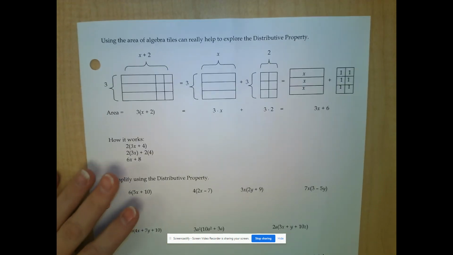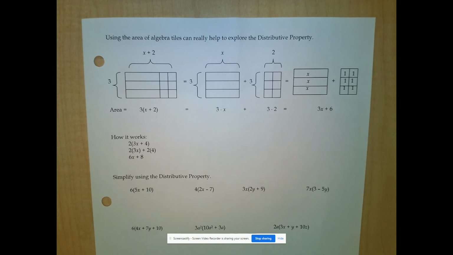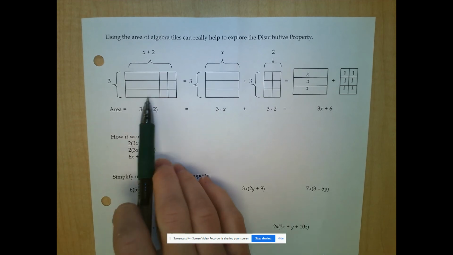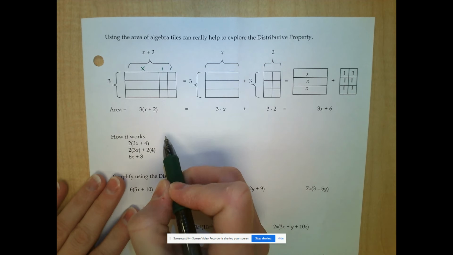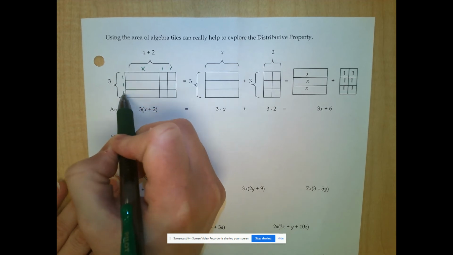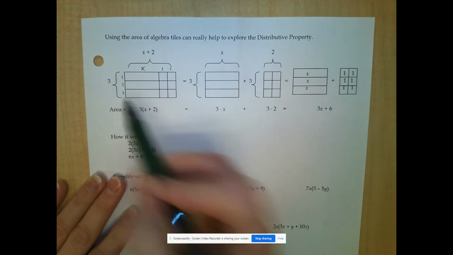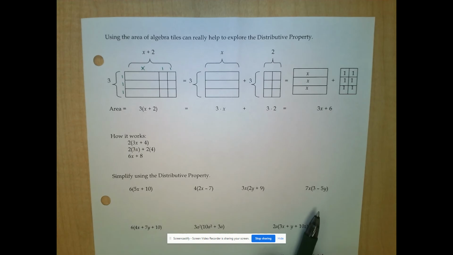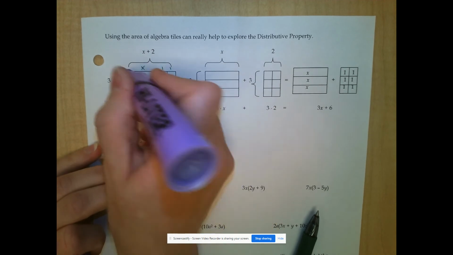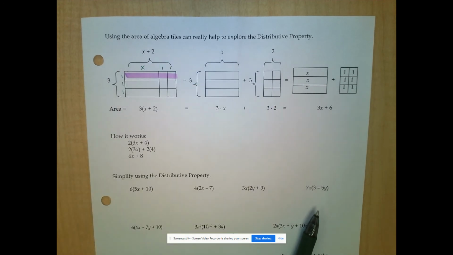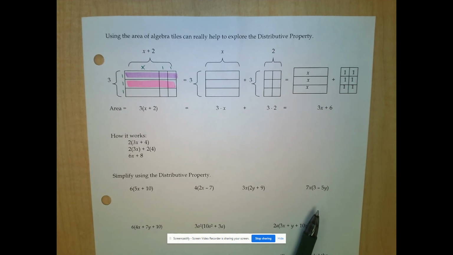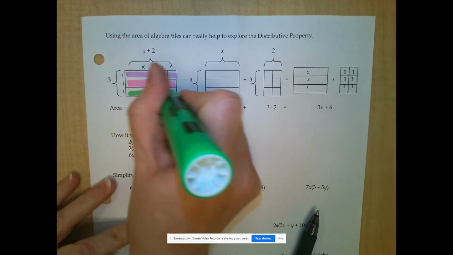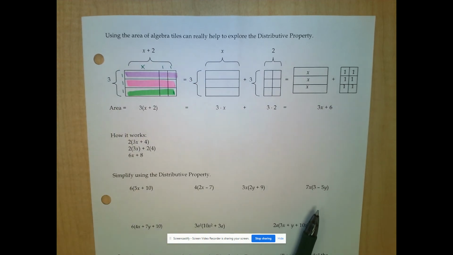Using the algebra tiles can really help explore the distributive property. So this one, if you look across the top, this is x long plus 2. If you look down the side, this is 1, 2, 3 tall. So this is 3 groups of x plus 2. So if you want to, I can highlight that, and you can say, here's an x plus 2. Here's an x plus 2. And here's another x plus 2. So that's one way of looking at 3 groups of x plus 2.